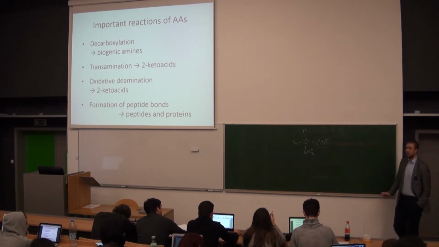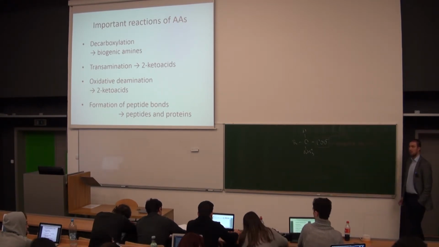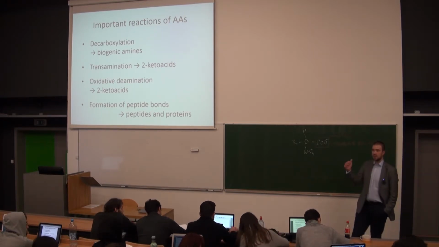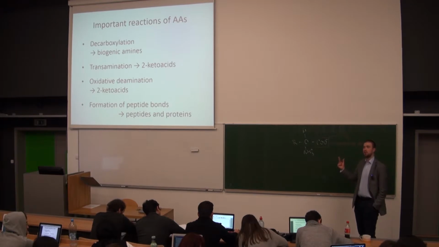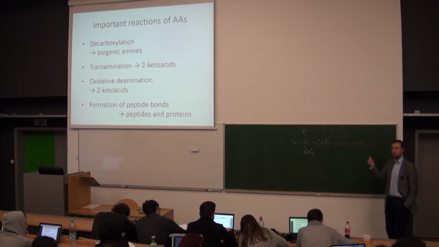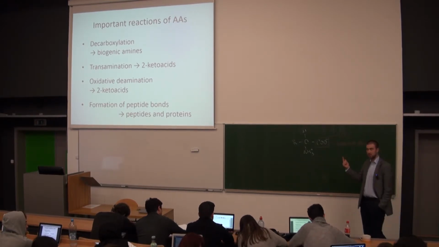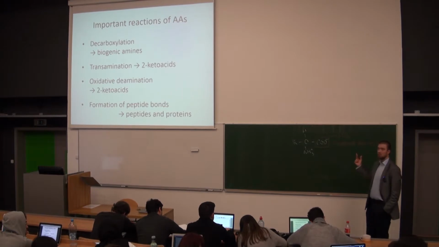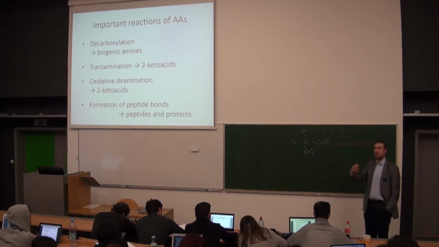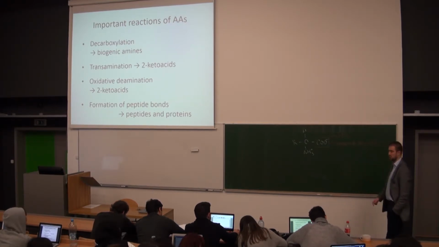Biogenic amines are very important molecules. For example, all catecholamines are biogenic amines. That means adrenaline, noradrenaline, and dopamine. Quite a big number of neurotransmitters are biogenic amines. Dopamine is a neurotransmitter, noradrenaline is a neurotransmitter, and also, for example, serotonin is a biogenic amine. Only you take a different amino acid for the decarboxylation process.